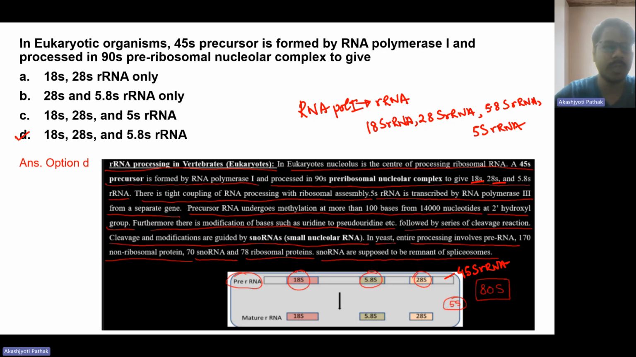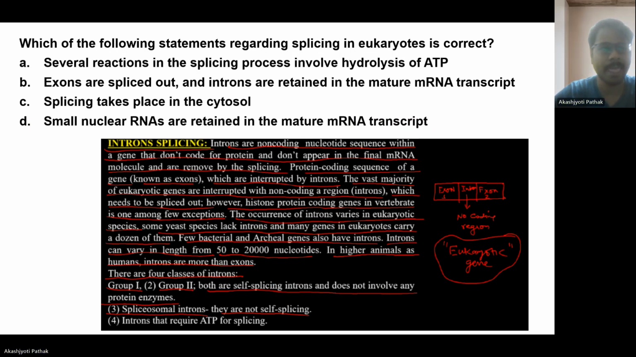Okay, so we will move to the next question. The next question is: which of the following statements regarding splicing in eukaryotes is correct? So what happens in splicing? In splicing, the introns are removed and the exons are joined. The alternate exons are joined to each other.